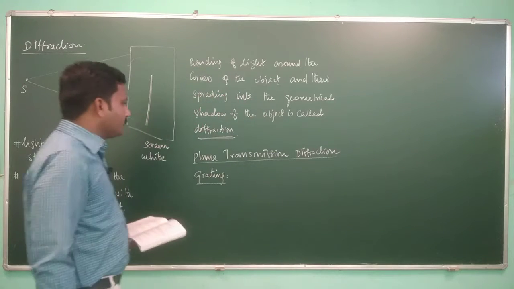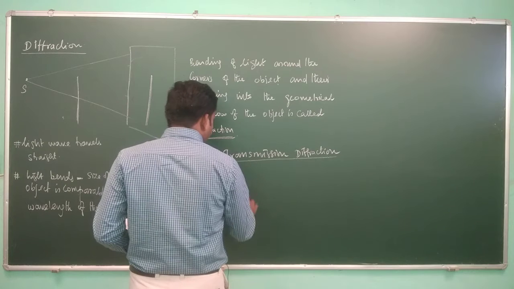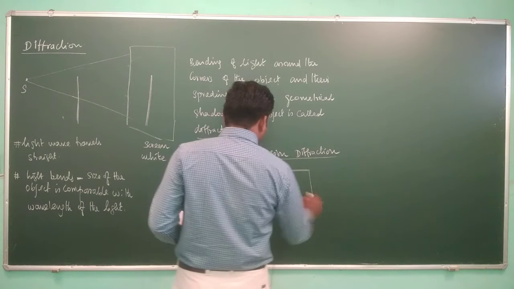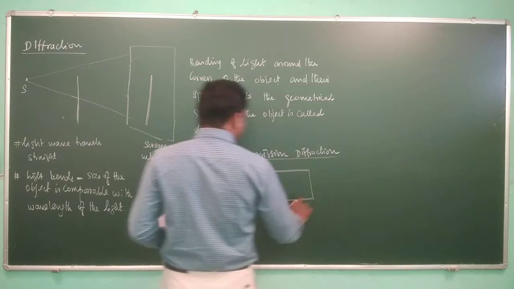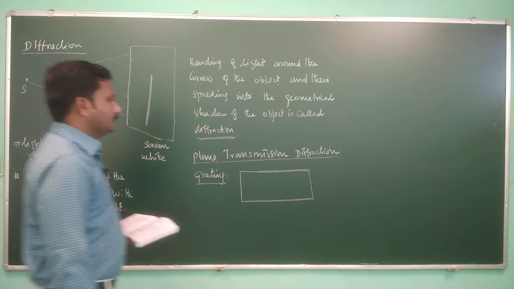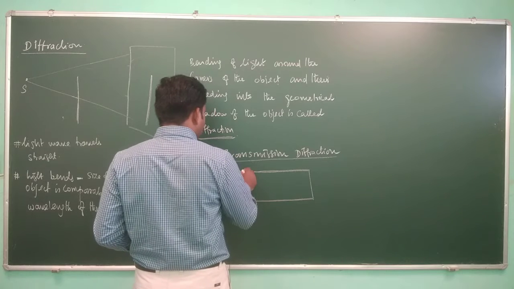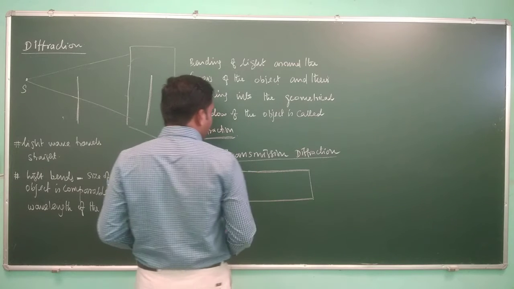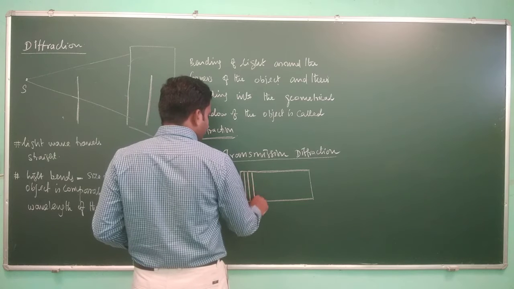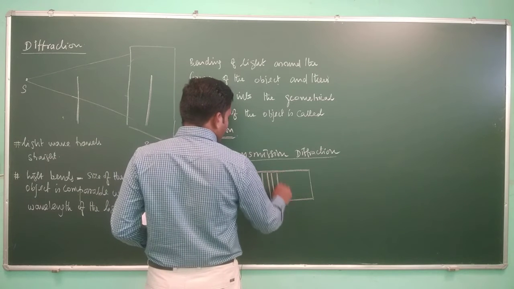By stating this, you may not get my point. Instead, let me draw a diagram. Right? A grating will look like a rectangular piece of sheet, a thick sheet, like a glass plate. Now we have, okay, assume this.